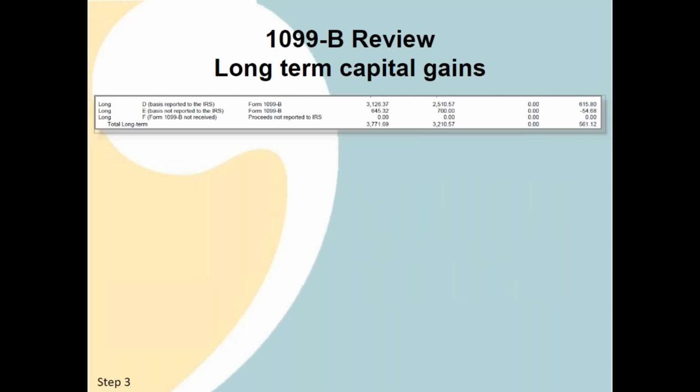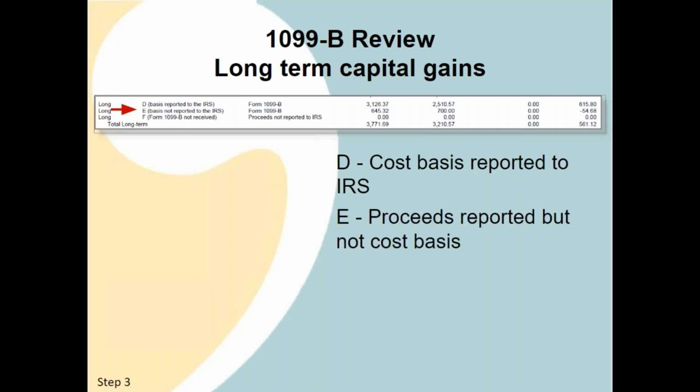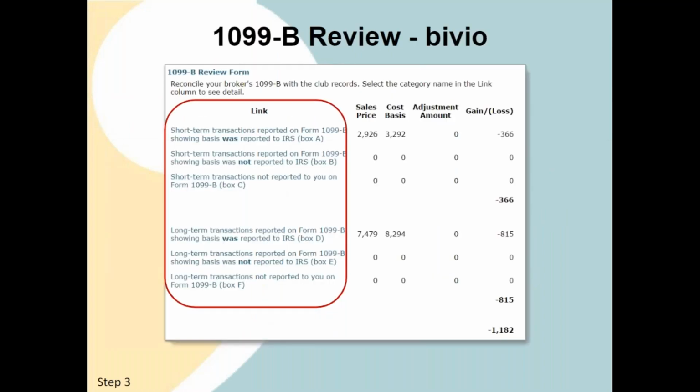There are similar categories in the long-term capital gains section. They are labeled D, E, and F. In Section D, cost basis is reported to the IRS. In Section E are the non-covered sales where proceeds, but not the cost basis, are reported to the IRS. And in Section F are transactions not reported for various reasons in either of the other 2 categories. You'll see these same 6 categories on the opening page of the 1099-B review report.